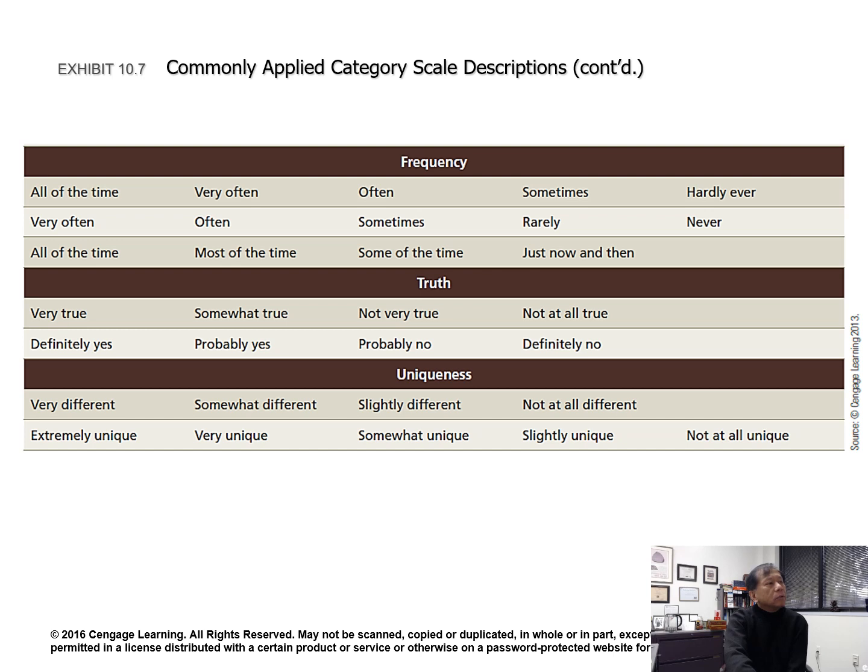Here are some examples of frequency. All the time, very often, often, sometimes, hardly ever. Very often, sometimes, rarely, never. And all of the time, most of the time, some of the time, just now and then. Truth: very true, somewhat true, not very true, not at all true. And uniqueness: very different to not at all different. These are some examples here. I'm not reading all of them.